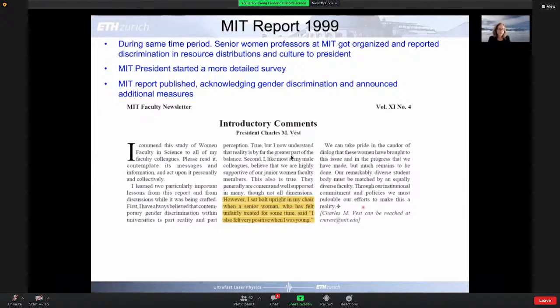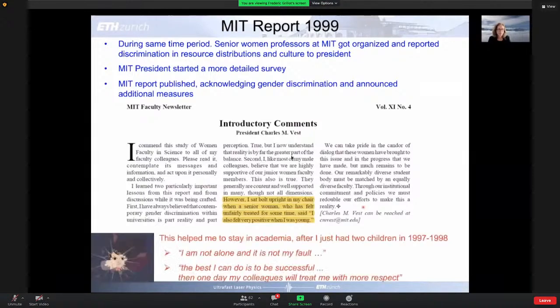Reading this report really helped me. Basically, it took me to academia. I realized I'm not alone, and it's not my fault that I did not feel welcome in my department. And so I was just determined to keep going and focus on my success, with the hope that one day I will be treated with respect.